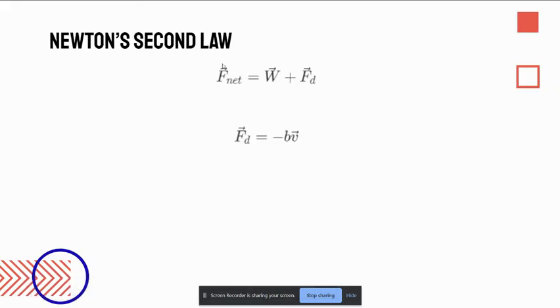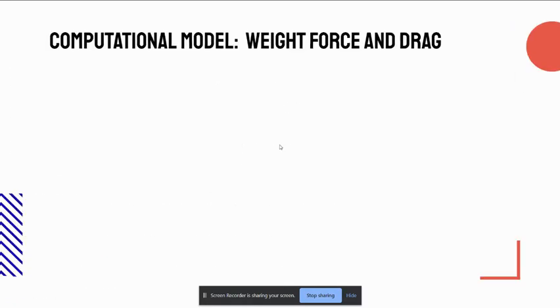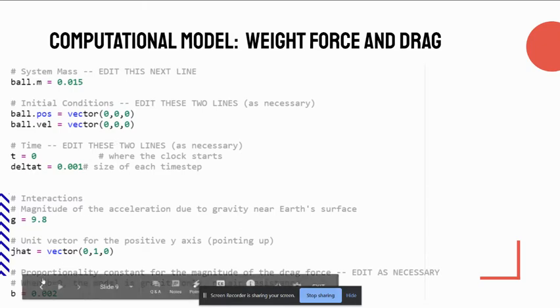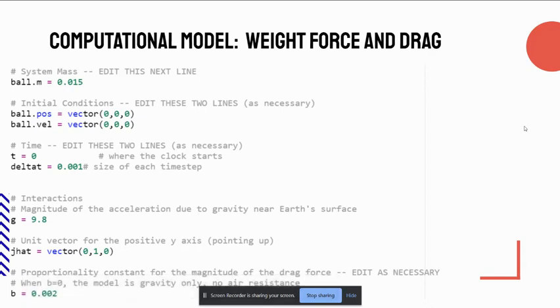Let's look at Newton's second law again. So what is an additional force that could be applied to the ball? Well, drag force. We know the drag force equation is negative b times velocity. So let's create a computational model based on that, weight force and drag. Similar initial conditions, but for the value of b, I guessed and checked with my data in the computational model until I found an output value similar to my collected final position value, in which I found the value of 0.002 to be the appropriate b for my computational model.